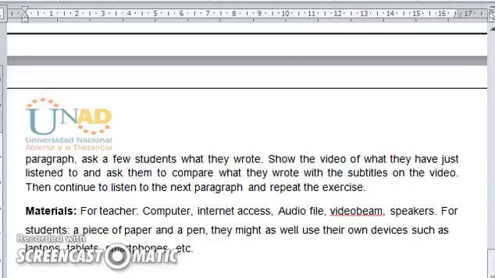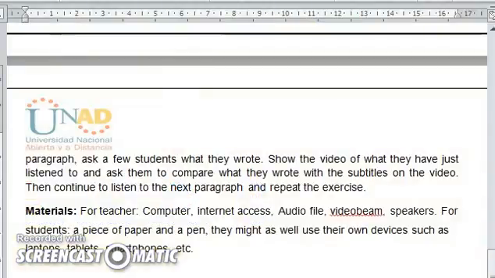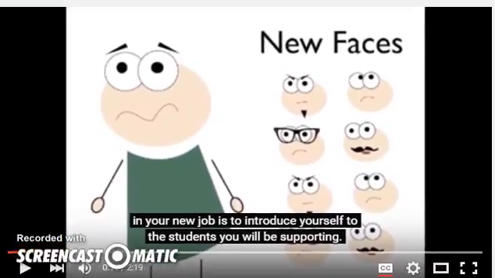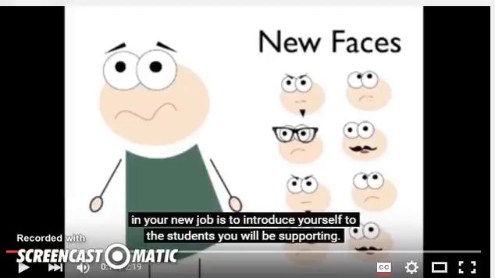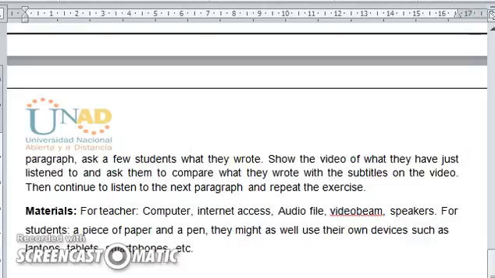Right, I'm going to show you the video. Yes, this is going to be the video, but in the first part of the exercise, they will have to listen to it. So let's do the exercise. I'm going to play it little by little, paragraph by paragraph. That's the second step. And the student is supposed to write it down, like this.